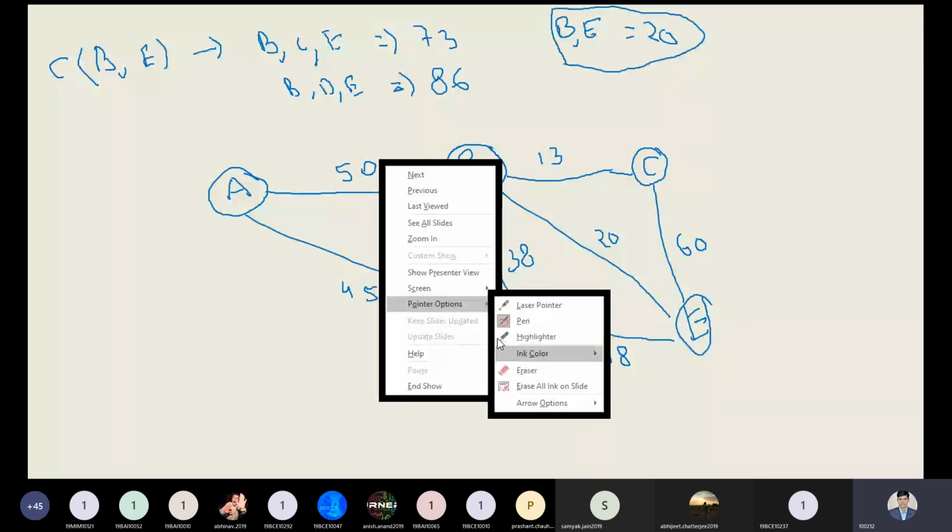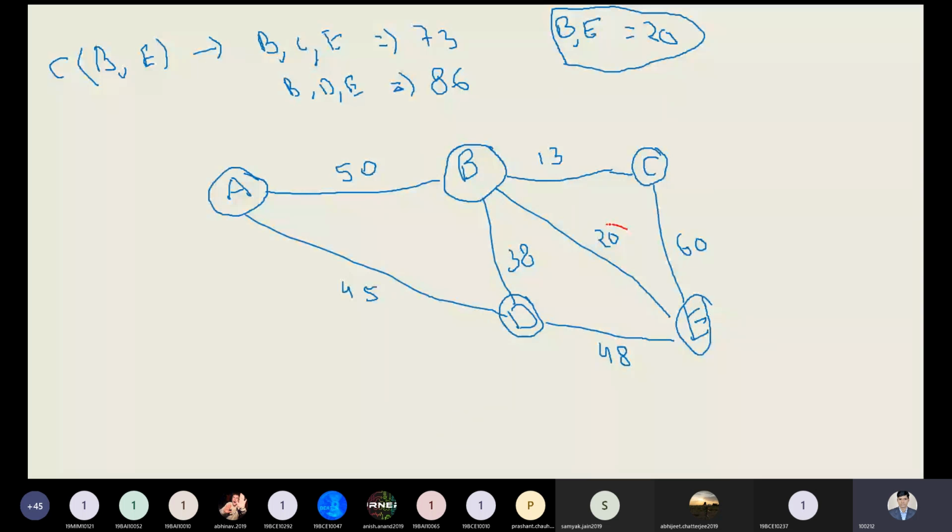Now let me do some amendment. Suppose this value is approximately 90, so will you pick this value for calculating the path? No, sir. So which path will you pick? That is 73, B, C. So you will pick B to C and C to E. That is the shortest path.